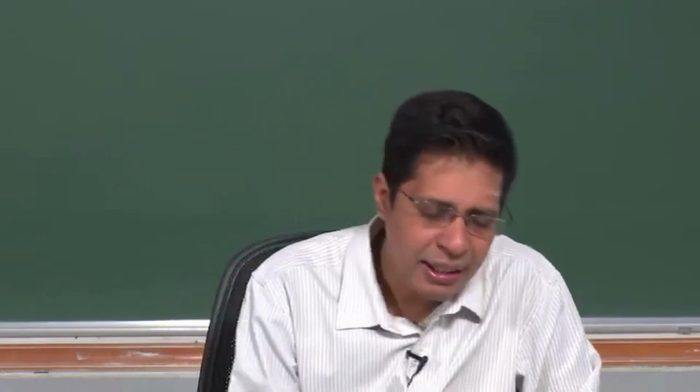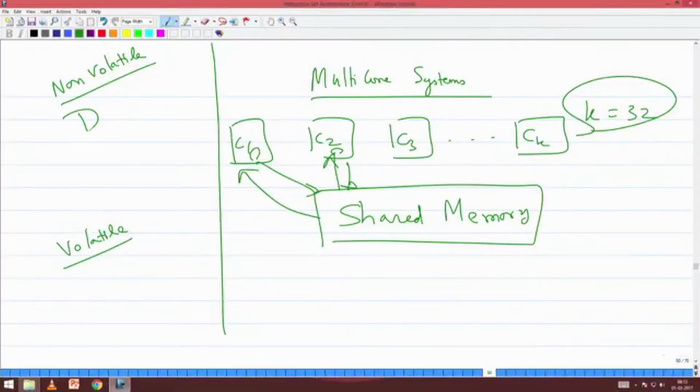Now the non-volatile memory that we see today are the disks. There is something called erasable programmable read-only memory, EEPROM. These are all non-volatile memory. The volatile memory are your RAM, your cache, your registers.